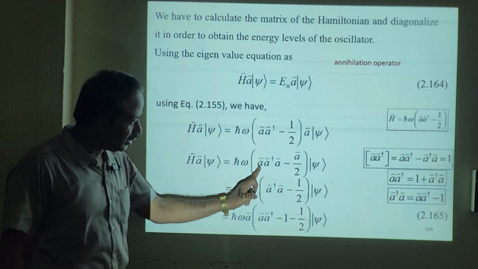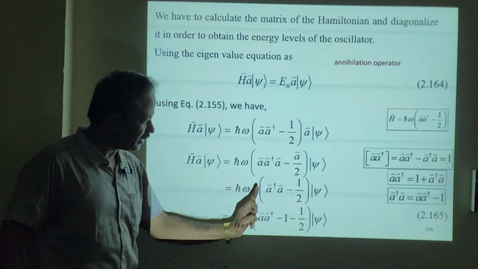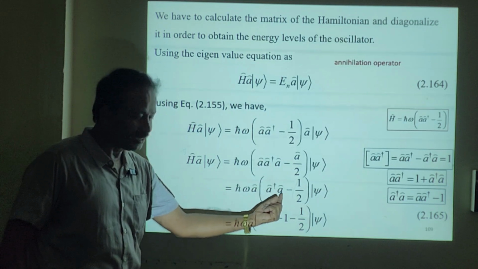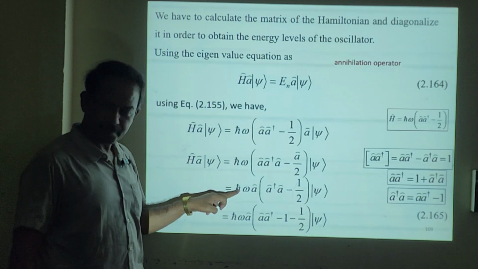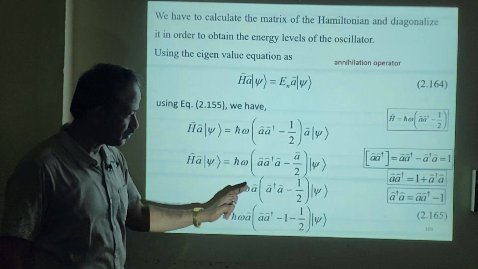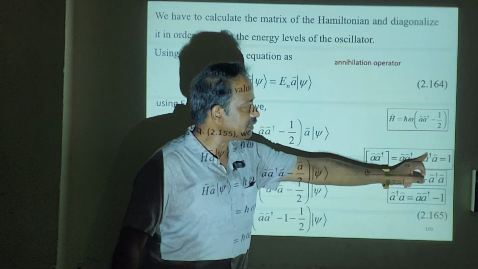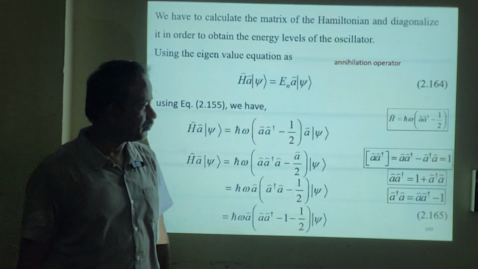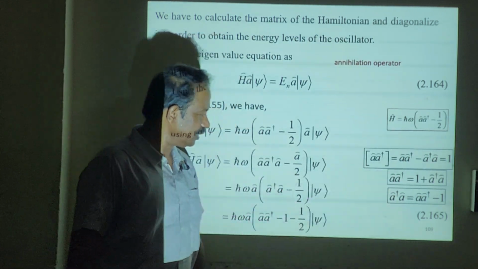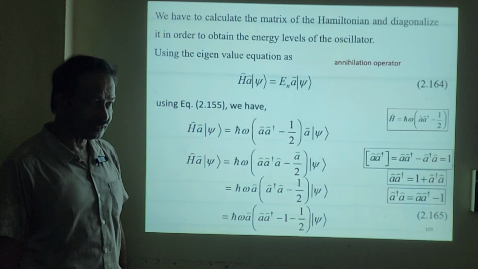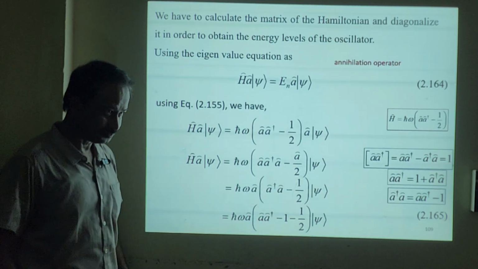Now I pull a to the left. So this a comes here, this a comes here. So this will become a dagger a minus 1 by 2 psi. Is it okay? This expression, fine. Now a dagger a, just now we have calculated that a a dagger minus a dagger a equals 1. So this expression will be like this, and a dagger a will be a a dagger minus 1. Correct? So instead of a dagger a, I can write a a dagger minus 1.